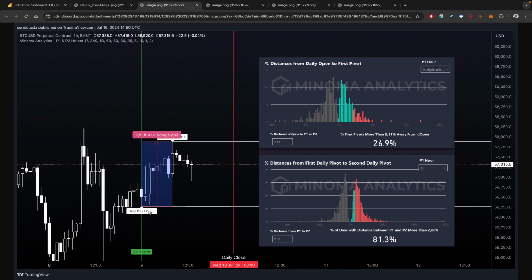You can do some TA, whatever. P1 is likely safe, and then when you look at this data, we can look at how many days see more displacement than we currently have. So right here we have 2.87 or 2.86% displacement between P1 and P2. And what we see here is that 81% of days have a bigger distance between P1 and P2. That means that in 81% of the days we would see a bigger displacement.